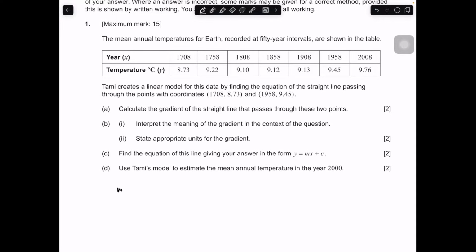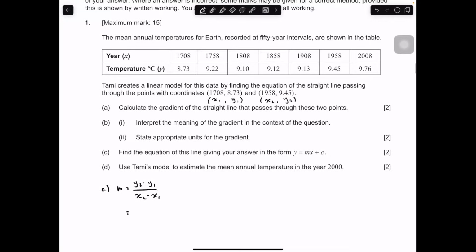So m, this is for part A, m is y2 minus y1 over x2 minus x1. Sometimes it's helpful, if you want, you can label these values. This is one coordinate pair, x1, y1, and this would be x2 and y2. After that, we can just go ahead and substitute. So y2 is 9.45 minus 8.73 over x2 is 1958 minus 1708.